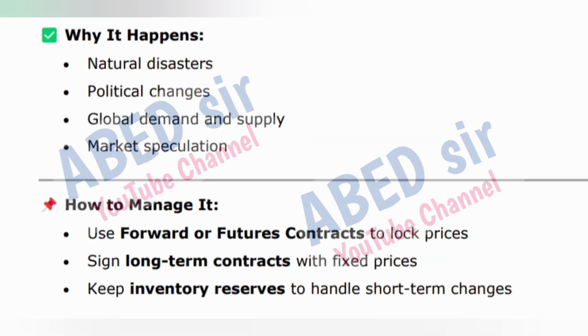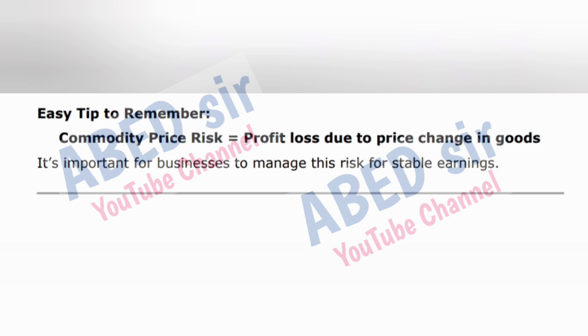Why it happens? Natural disasters. Political changes. Global demand and supply. Market speculation. How to manage it? Use forward or futures contracts to lock prices. Sign long-term contracts with fixed prices. Keep inventory reserves to handle short-term changes. Easy tip to remember. Commodity price risk equals profit loss due to price change in goods. It's important for businesses to manage this risk for stable earnings.